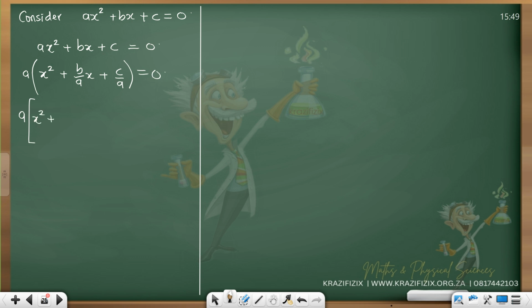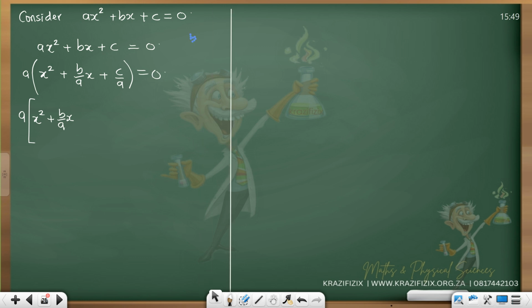X squared plus b over a. Do you see my b? My b is now b over a, right? Good. We have to divide that by 2. b over a divided by 2 will be b over 2a. If we square that, what are we going to get? b squared over 4a squared. Do you remember we've been doing this over and over again? Our b now is b over a. If we divide that by 2, we get b over 2a. So we add. Remember, we subtract.